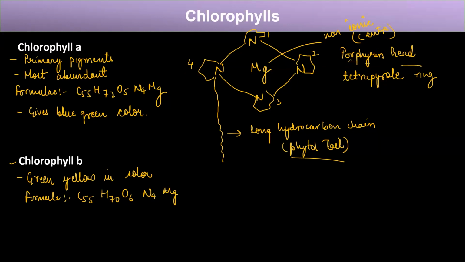So from the structure we can see we have 4 nitrogen, hence it has N4, and we have 1 magnesium, that's why it has Mg. Apart from this, C55H70O6 comes from the hydrocarbon chain as well as the tetrapyrrole ring.